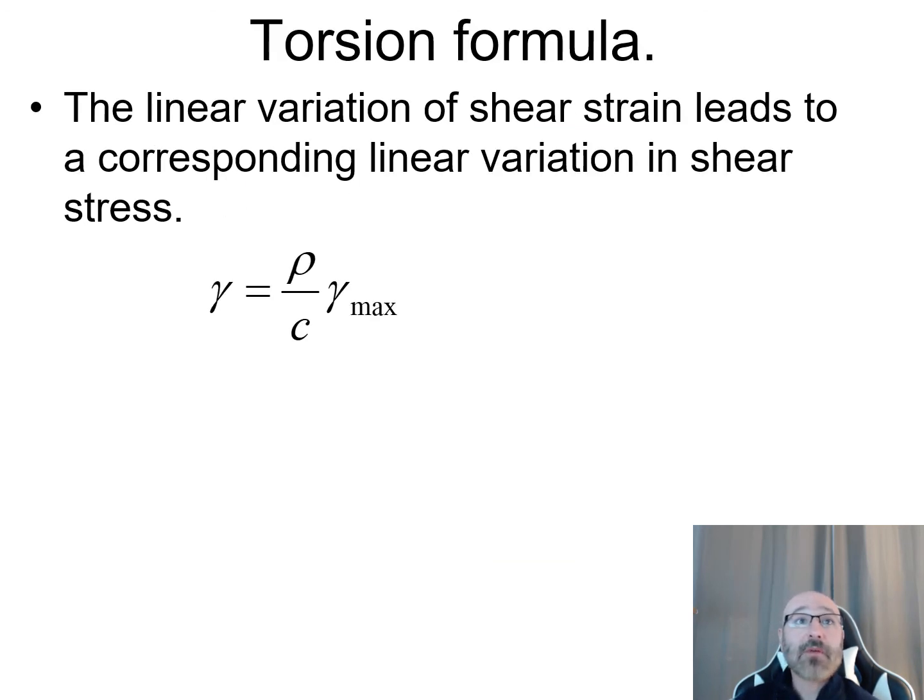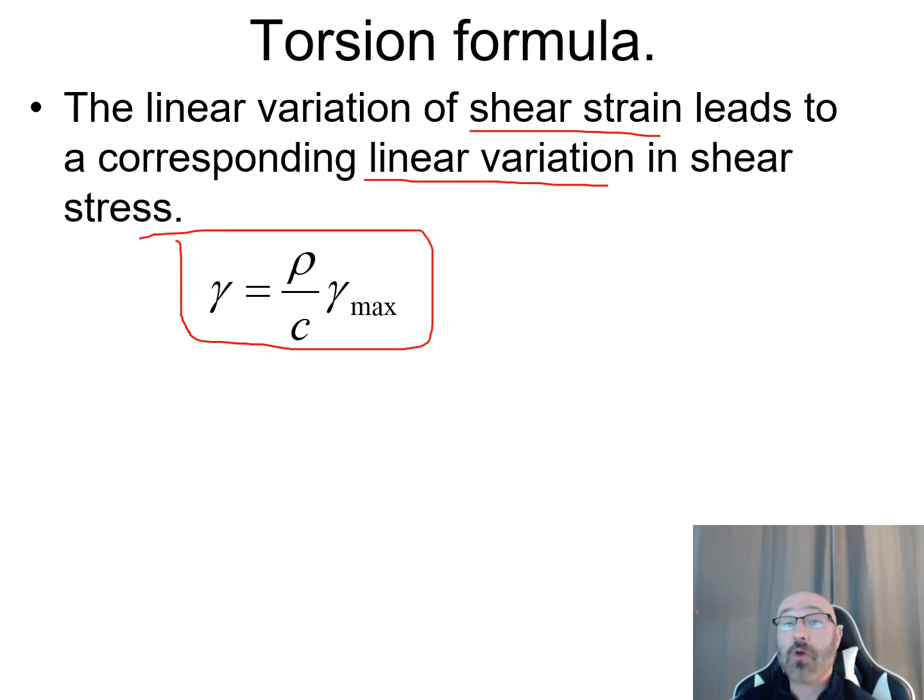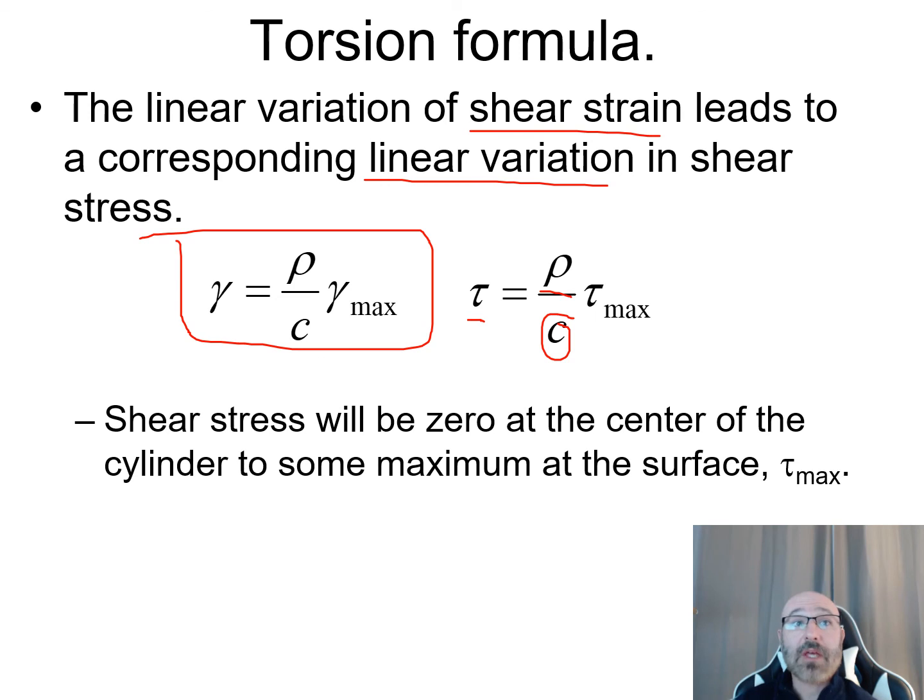So continuing on with that, the linear variation of the shear strain leads to the corresponding linear variation in shear stress. So we have this right here that our gamma is equal to our rho over C times our gamma max. And we can see there that tau is equal to, if we replace that for our shear stress rather than our shear strain, rho over C, where C again is that distance all the way out to the outer surface, times our tau max. Now the shear stress will be 0 at the center of the cylinder, and then at some maximum value when we get to that outer surface, tau max.